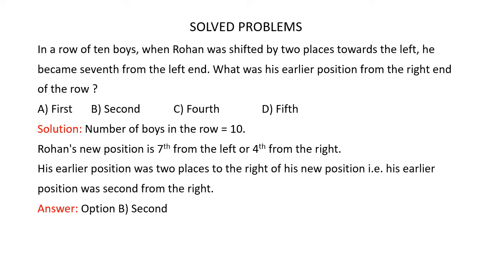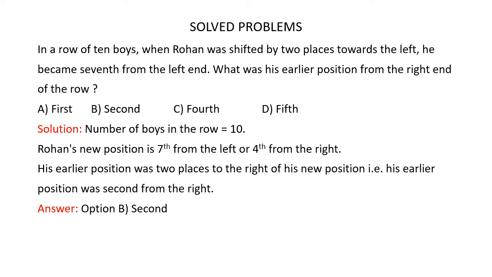Now it's given that the number of boys in the row is 10. And Rohan's new position is 7th from the left. We are asked to find Rohan's earlier position from the right end of the row. So if Rohan's new position is 7th from the left, this means he is 4th from the right. That is, Rohan's new position is 4th from the right.